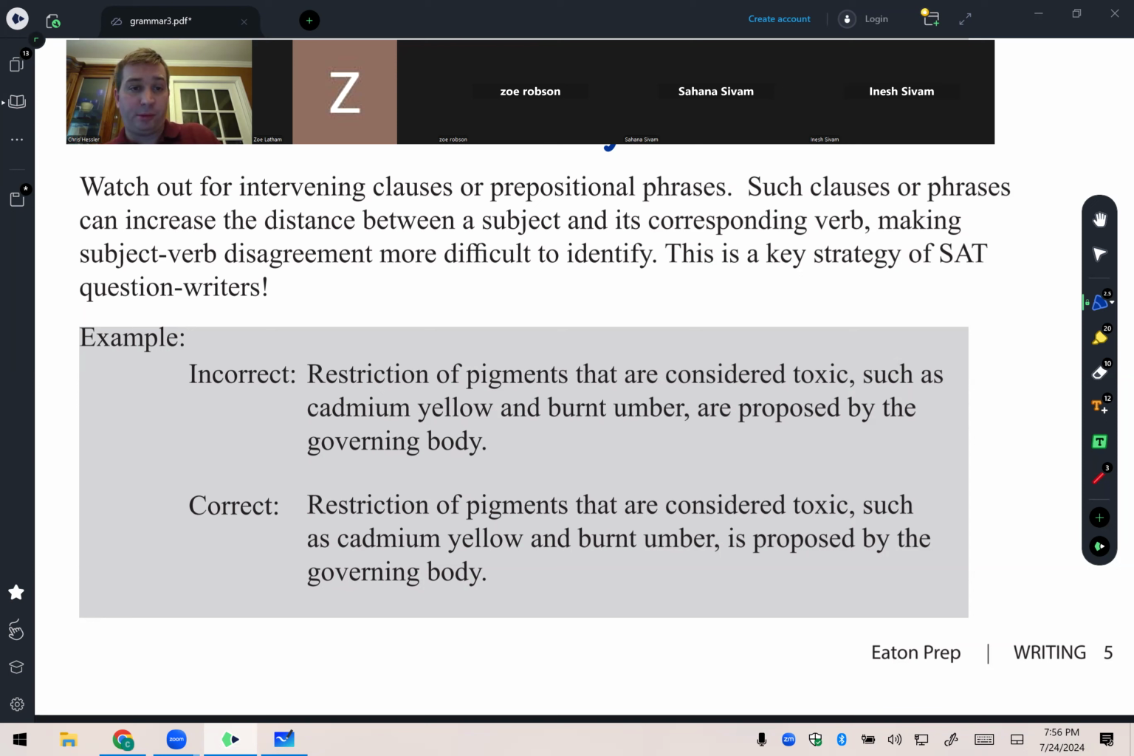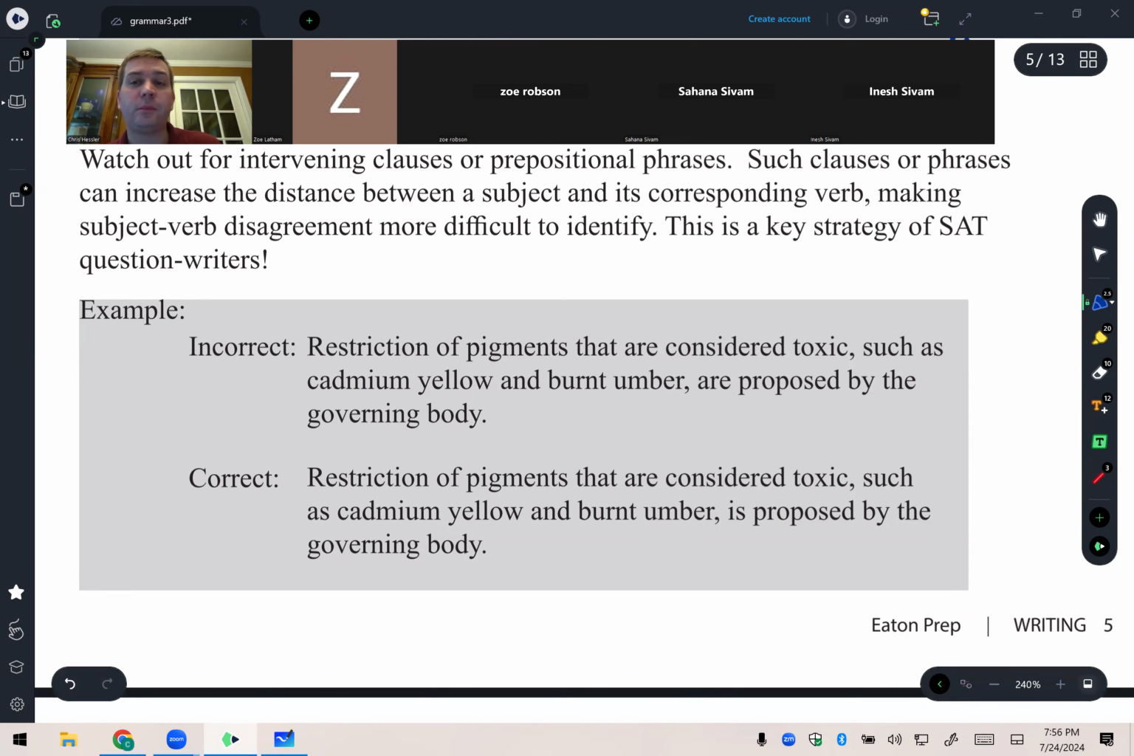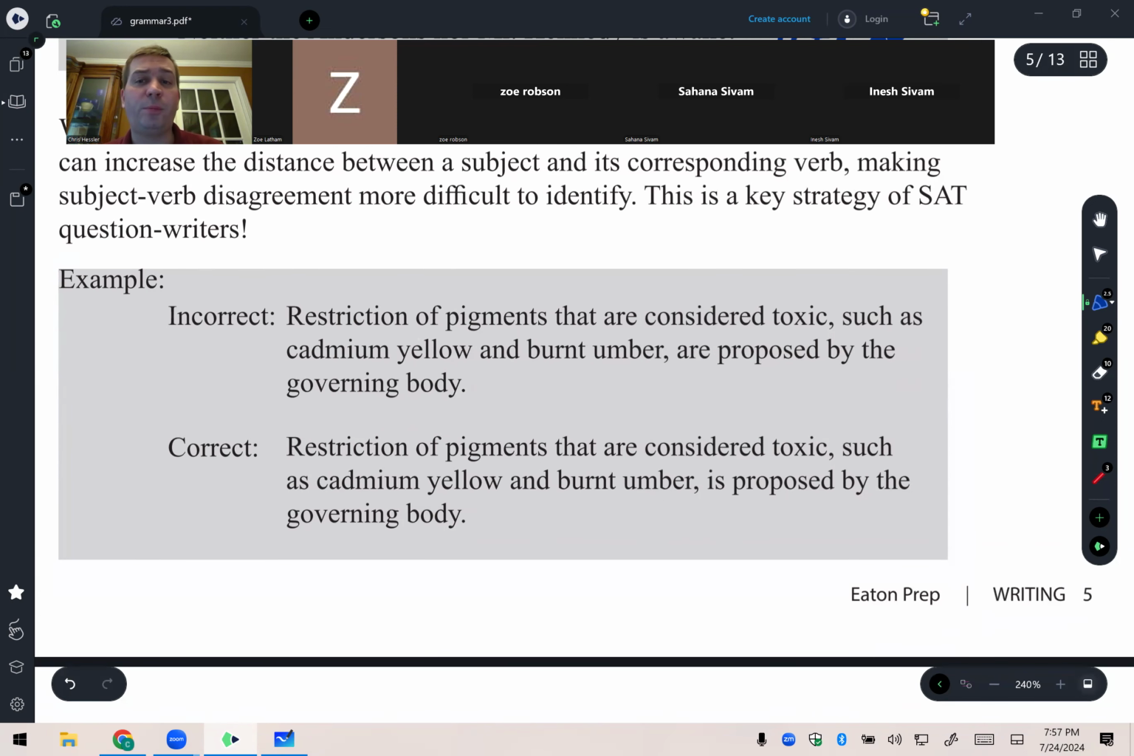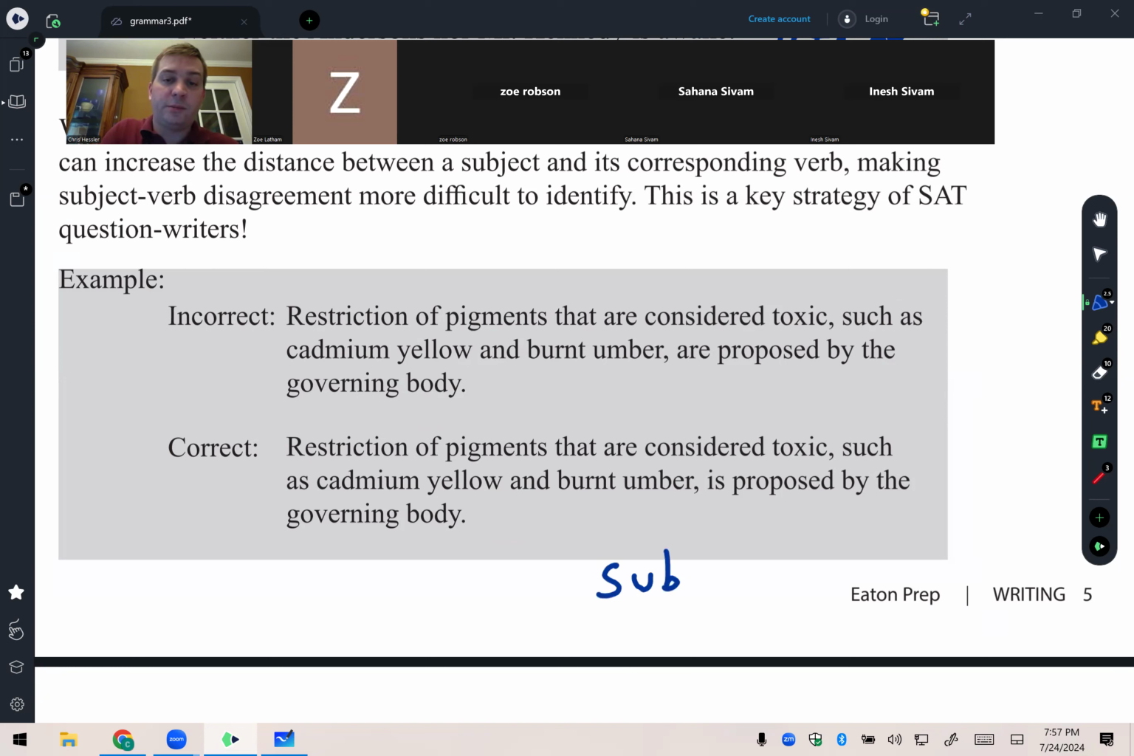All right, so let's look at this example. Restriction of pigments that are considered toxic, such as cadmium yellow and burnt umber, are proposed by the governing body. That's one option. The other version would be restriction of pigments that are considered toxic, such as cadmium yellow and burnt umber, is proposed by the governing body. My question for you is, what is the subject of this sentence? Does anyone know? Every sentence has a subject. It's a requirement. By definition, every sentence has a subject. It's always the doer of the action. Make a note of that.